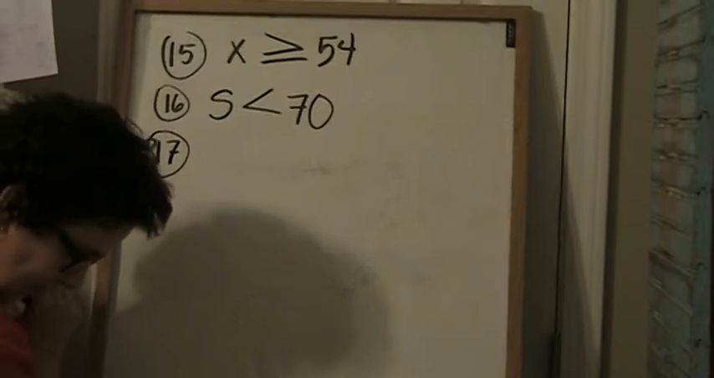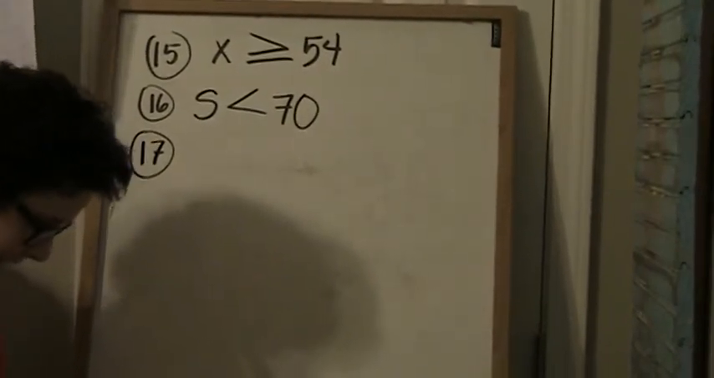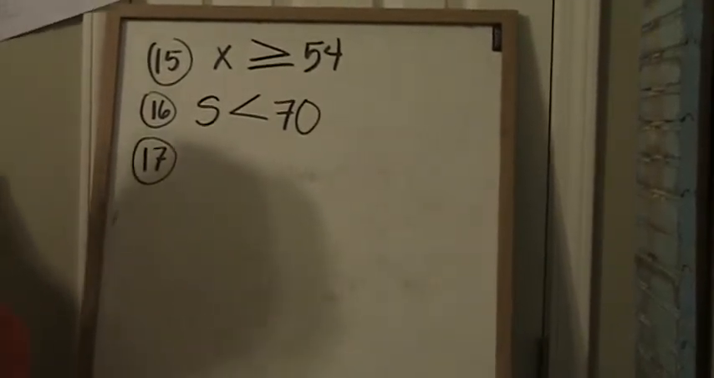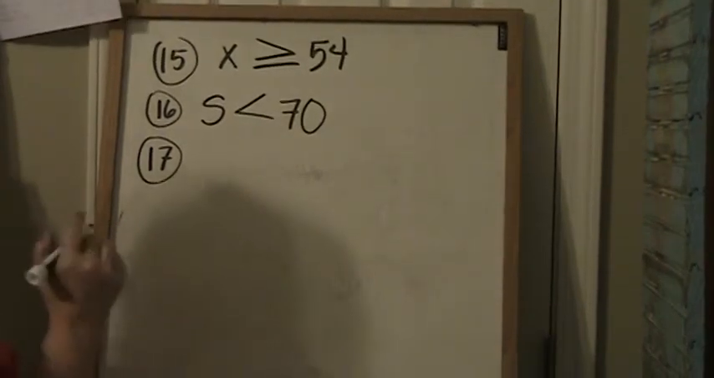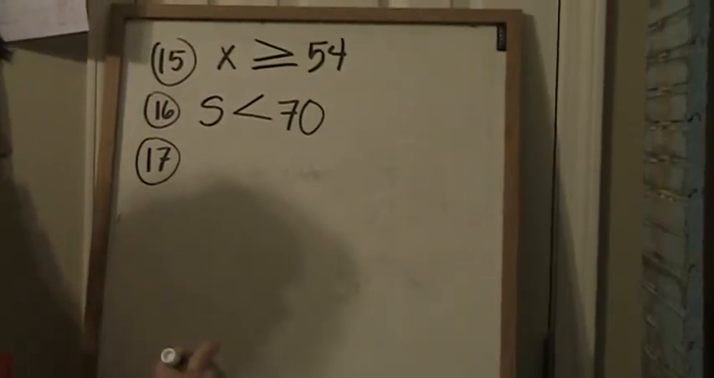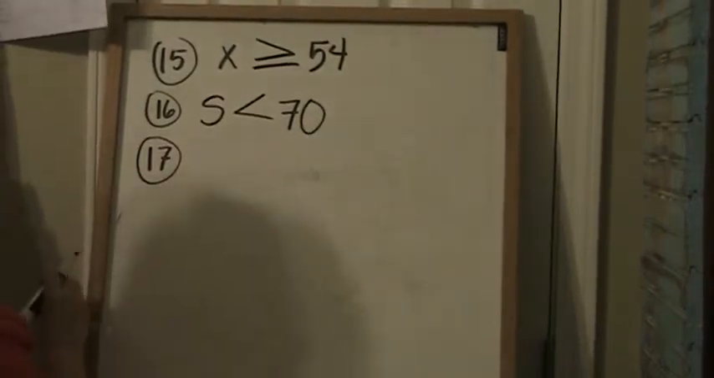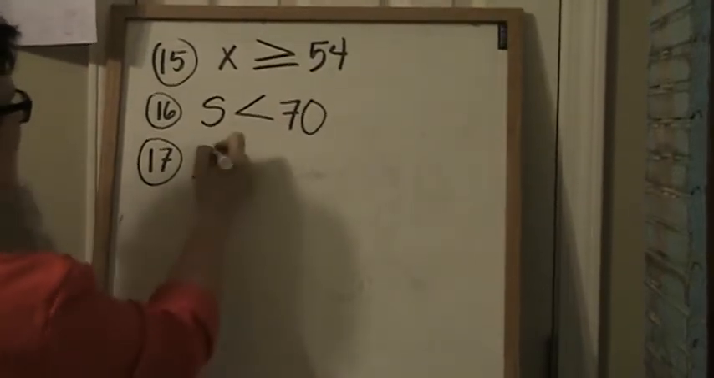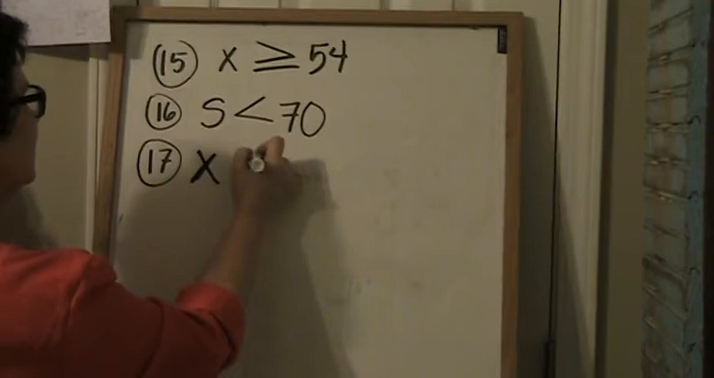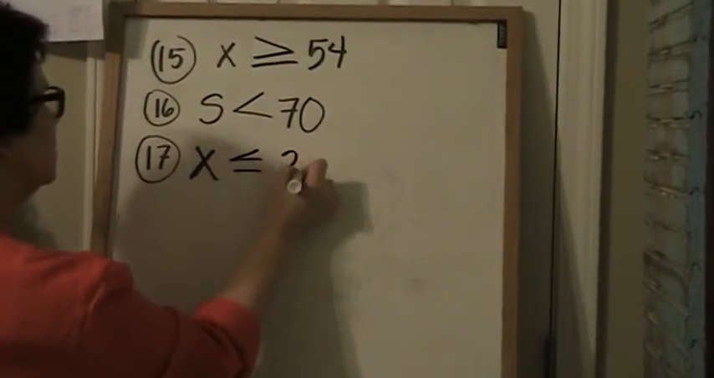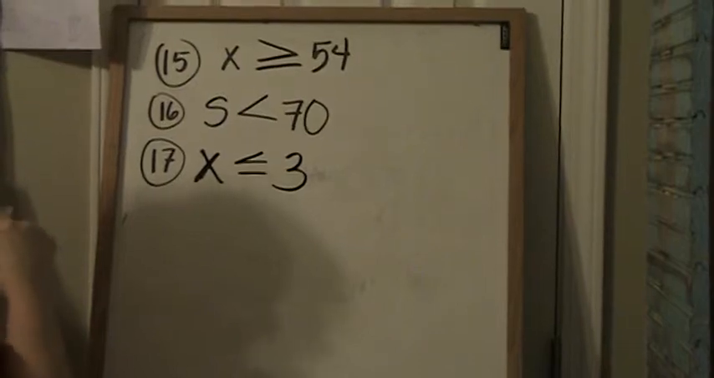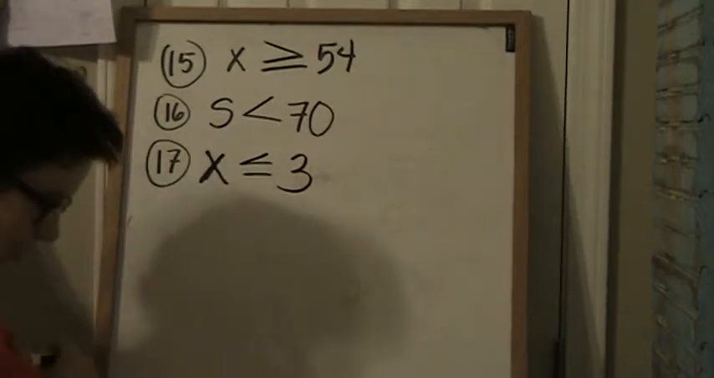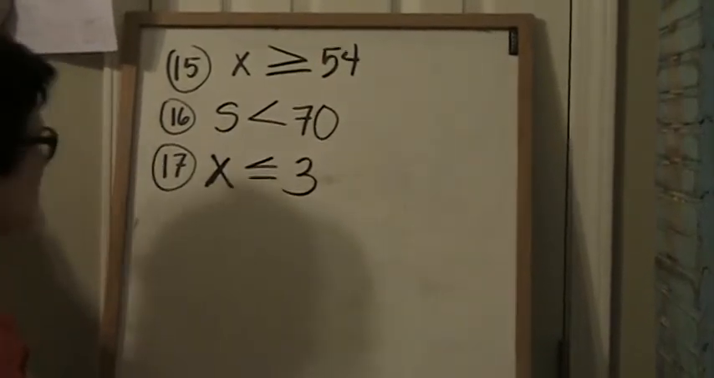All right, 17, if you have 3 or less sheets of paper, you may want to go to Target and buy some more. I know that refers to some of you. Okay, so if you have 3 or less, so x, how many pieces of paper you have, is less than or equal to 3. So if you have 3, or if you have 2, or if you have 1 piece of paper, you're going to need to go to Target. Okay? So those were pretty easy.